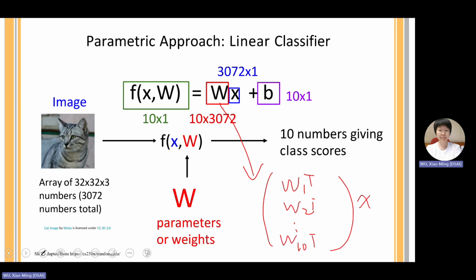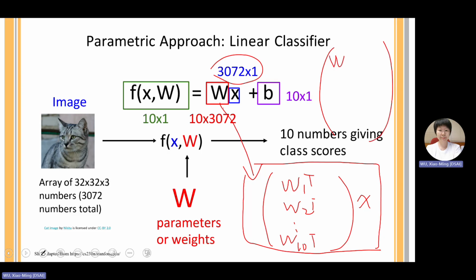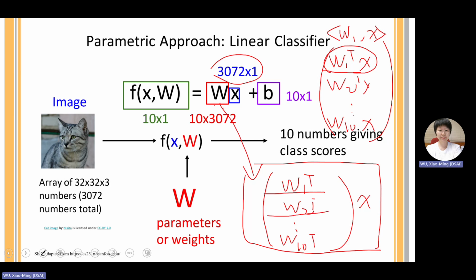And X is this vector. If you multiply them, what you get is W1 transpose X, W2 transpose X, up to W10 transpose X. W1 transpose X is equal to the inner product between W1 and X. So essentially, W here is a 10 by 3072 matrix, and each row corresponds to a hyperplane.